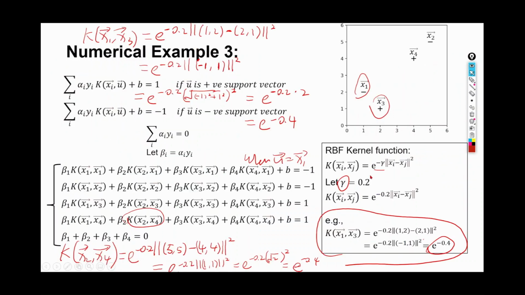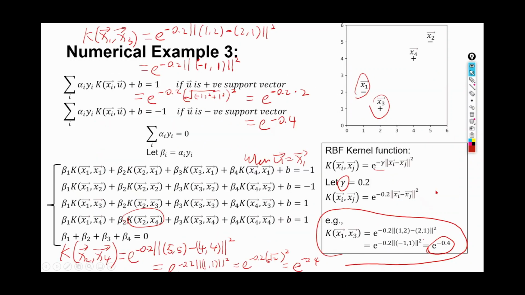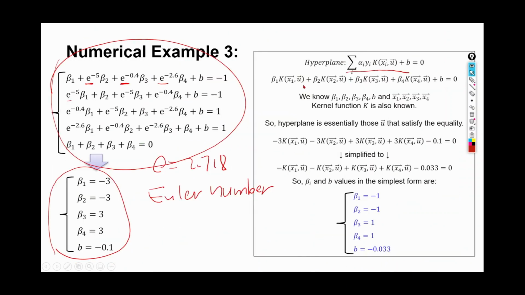Remember, over here our hyperplane has been updated to this form. And then we just plug in the numbers. We calculate beta 1 all the way to beta 4 and b value. We know our x1, x2, x3 value. So beta 1 is -3, k x1 u. Beta 2 is -3, k x2 u. Beta 3 is 3, k x3 u. Beta 4 is 3, minus 0.1 because b value is -0.1, equal to 0.